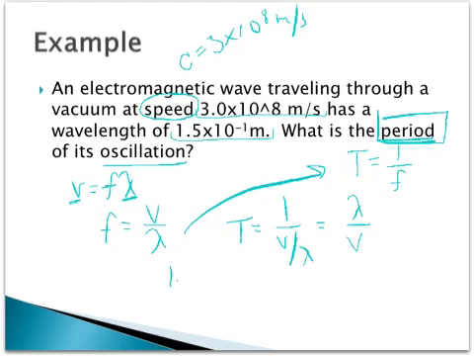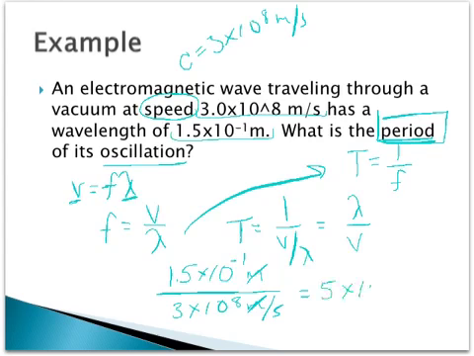So you get 1.5 times 10 to the negative first meters divided by 3 times 10 to the 8th meters per second. Notice the meters cancel out, and in the denominator you get 1 over seconds, which would carry the seconds up into the numerator. So calculating that, 1.5 times 10 to the negative first divided by 3 times 10 to the 8th, you should get an answer of 5 times 10 to the negative 10th seconds.